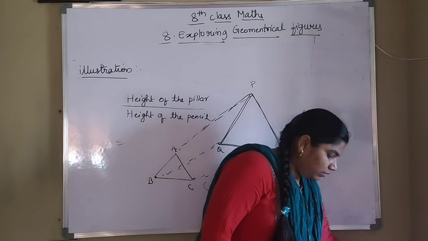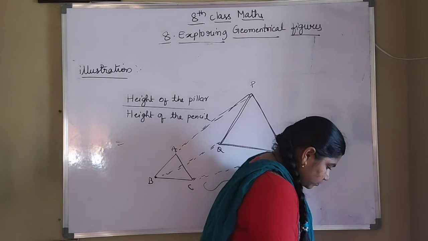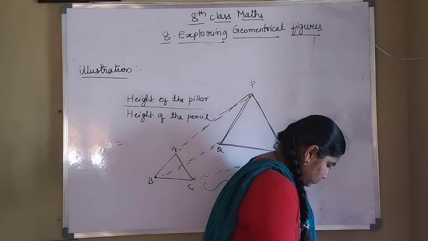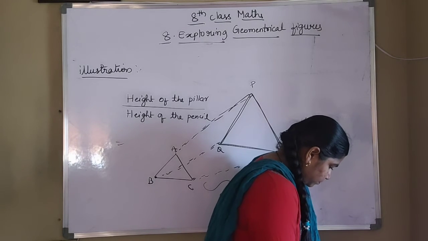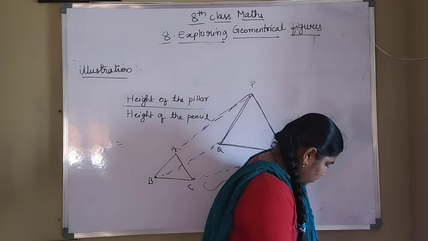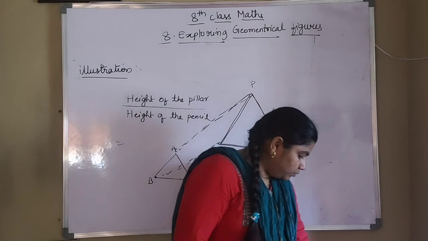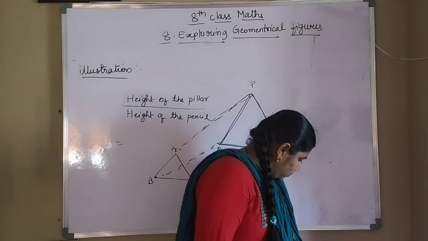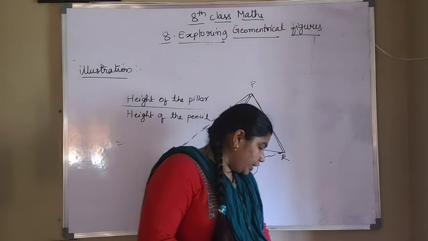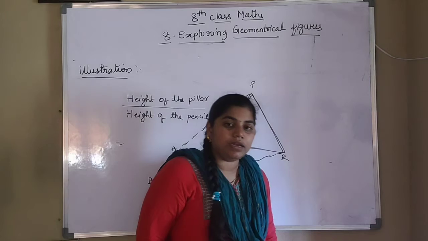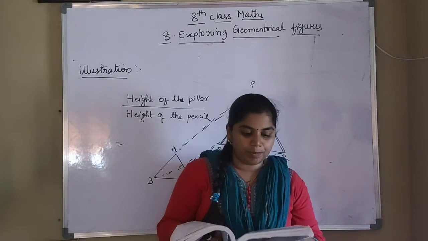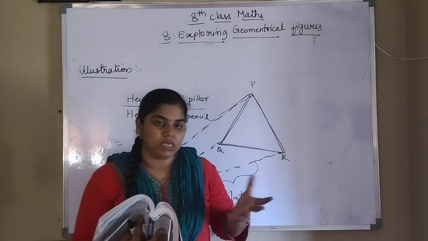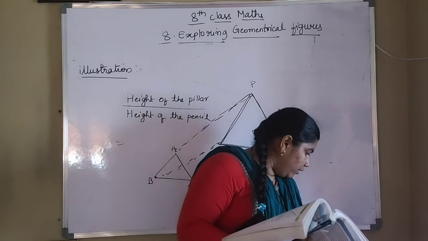Exercise 8.1. So what is exercise 8.1 here? Name 5 pairs of congruent objects you see daily. So you can do this one. Any 5 objects you can write here. Name 5 pairs of congruent objects. Any 5 pairs of congruent objects you can write.